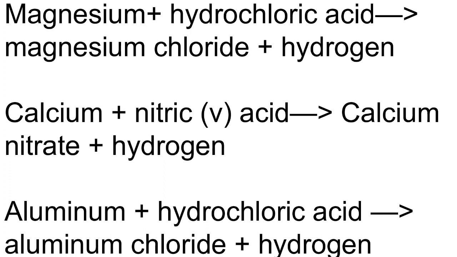Now, the magnesium comes from the metal, while chloride comes from the acid. Therefore, our salt will be magnesium chloride plus hydrogen. Another example is when you react calcium and nitric 5 acid. The products will be calcium nitrate plus hydrogen gas. Then finally, aluminium plus hydrochloric acid will give us aluminium chloride and hydrogen gas.